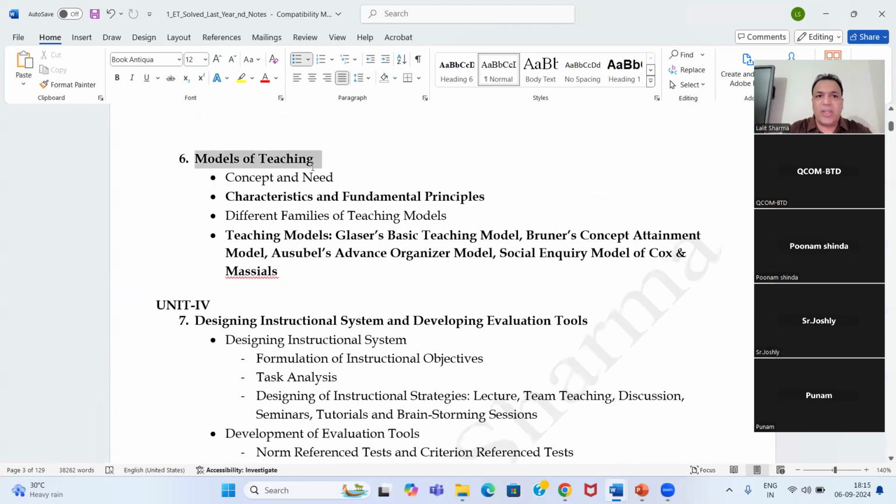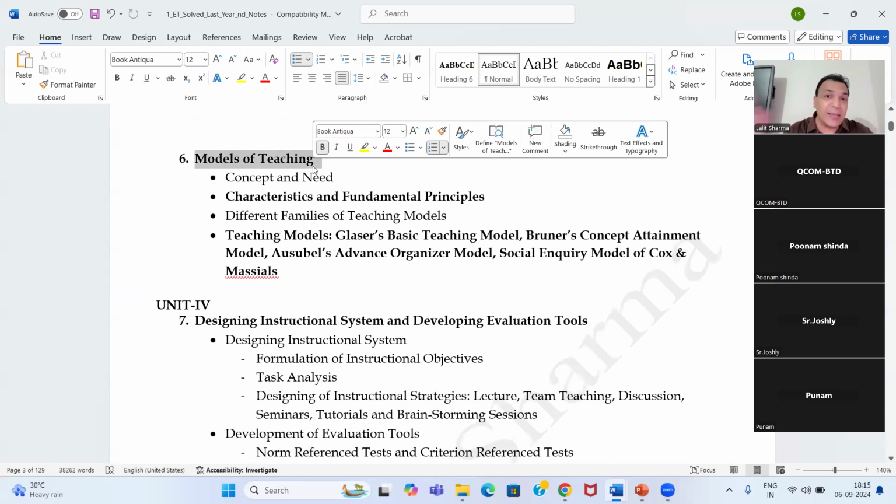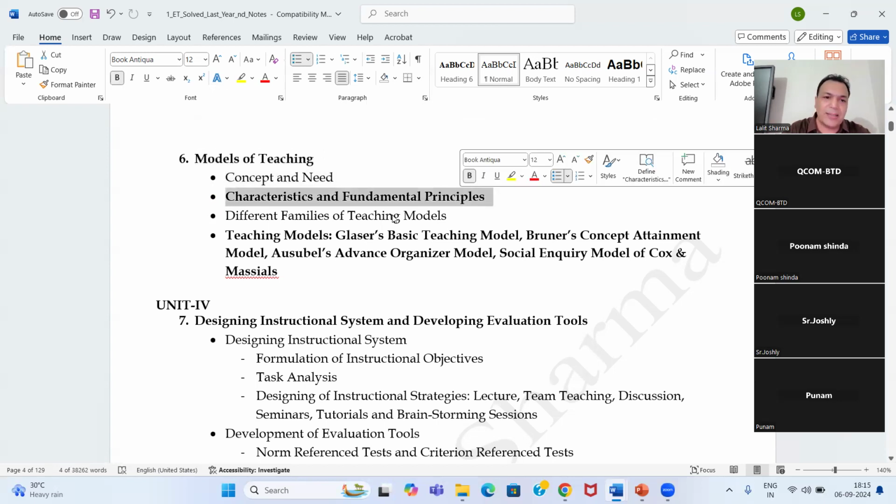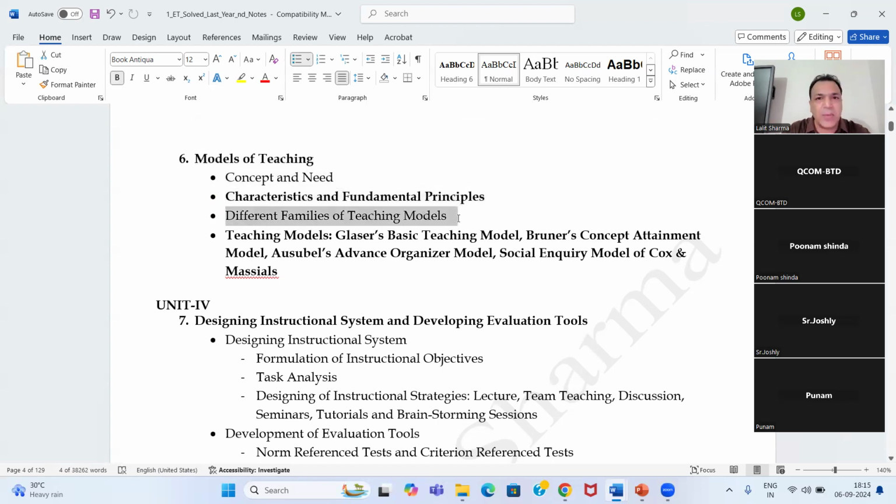Sixth one is the models of teaching. Again, models of teaching. It is also for the teacher. It is also for the teacher, right? Models of teaching. Concept and needs, characteristics of a fundamental principles, different families of teaching models, right? In the notes, I have explained the 4 families. Okay, you can learn it.